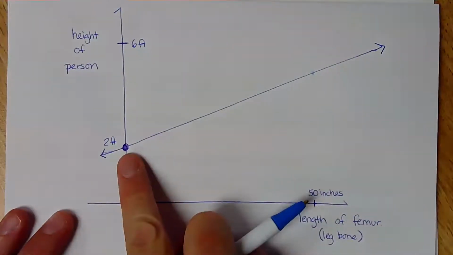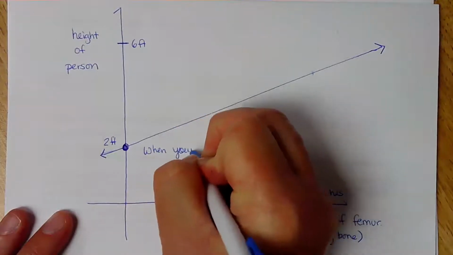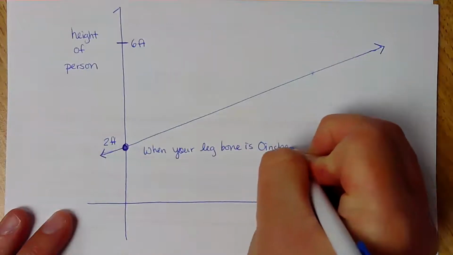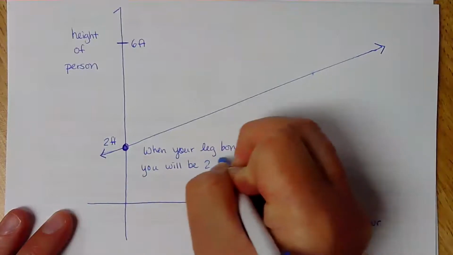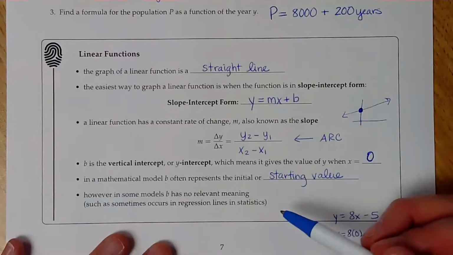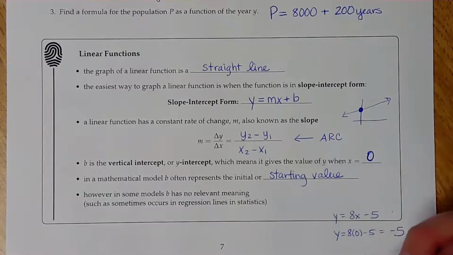So the interpretation of this point is when your leg bone is 0 inches, you will be 2 feet tall. Now, does that make a lot of practical sense? If your leg bone is 0, so there's no leg bone, that you're going to be 2 feet tall? It doesn't make a lot of sense. So sometimes it doesn't actually have a real world application, but when it does, the real world application is usually that it's our starting value.